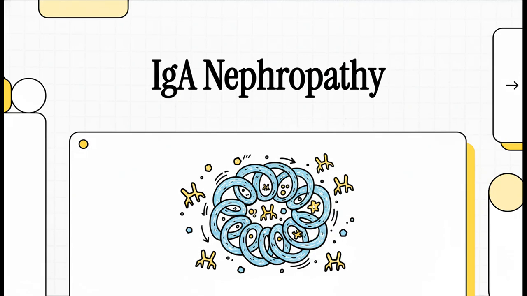All right, let's get straight into it. This is a high-yield clinical review of IgA nephropathy, which you might also know as Buerger disease. We're going to cover the core exam-relevant knowledge that's absolutely essential for your day-to-day practice and for anyone prepping for specialty boards. So let's begin.